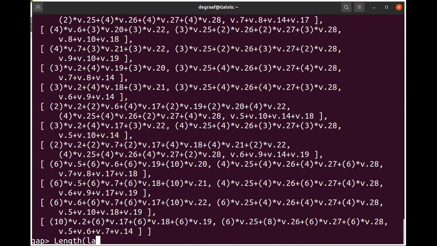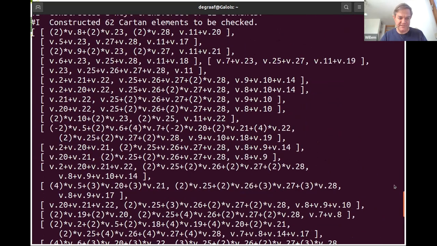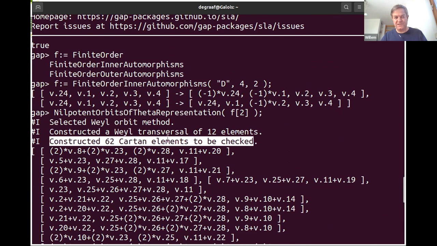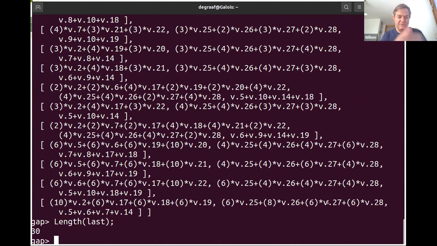And it has 30 elements because the zero is not included here. And the answer is just a list of SL2 triples. And it also actually says a little bit of what it does. It says that it constructed this set of 62 Cartans to be checked. So this is the big set H, which has in this case 62 elements. And then it checks them, and then you get 30 elements. And so this can be done automatically.